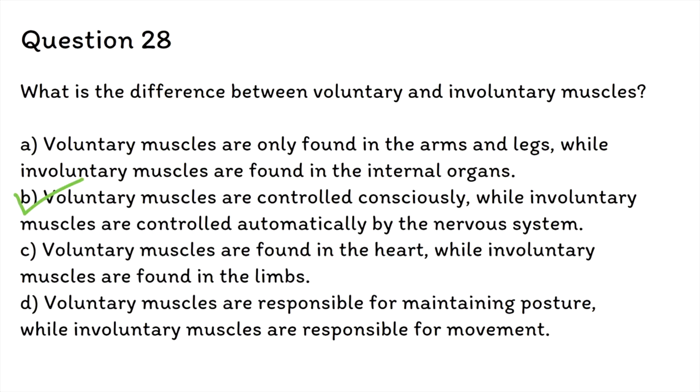Voluntary muscles are controlled consciously, while involuntary muscles are controlled automatically by the nervous system. Voluntary muscles are under conscious control, meaning that they are controlled by the brain and can be moved at will. Involuntary muscles, on the other hand, are controlled automatically by the nervous system and cannot be consciously controlled.